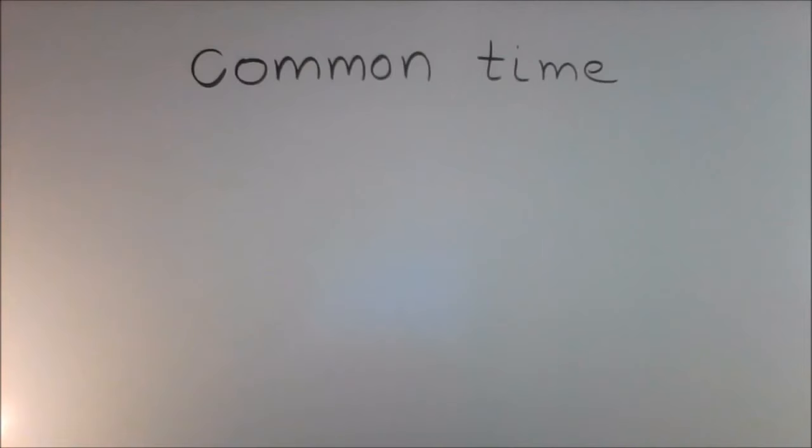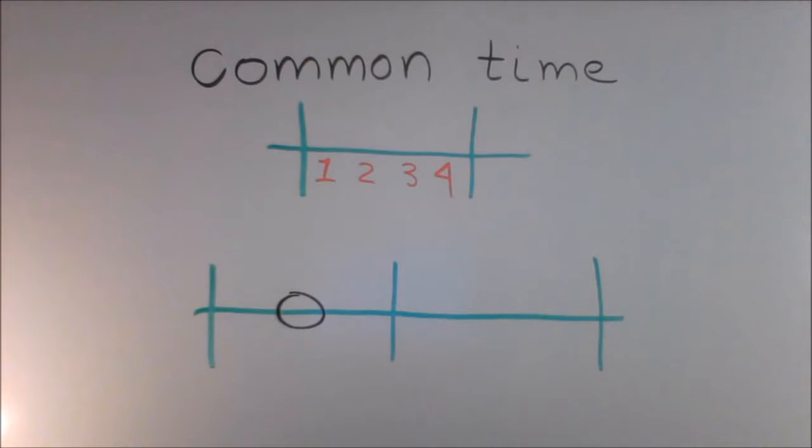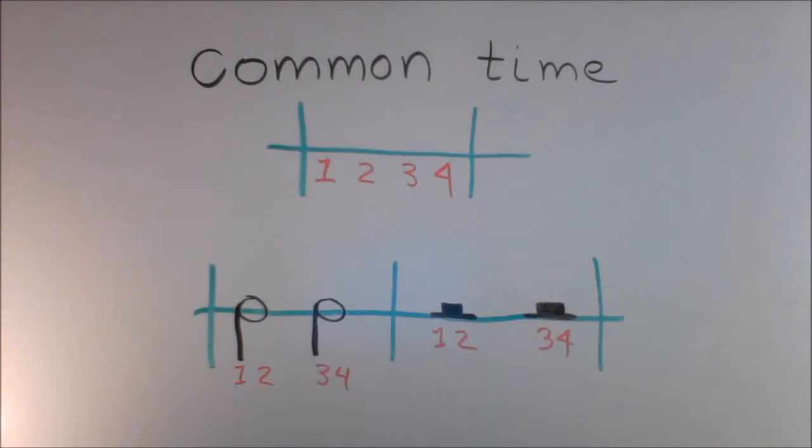Whew, that was fun. Now here's a brief overview. In common time, we have 4 beats per measure. The whole note and the whole rest last the whole measure. They therefore take up all 4 of the beats. The half note and the half rest last half a measure. They therefore take up 2 beats each.